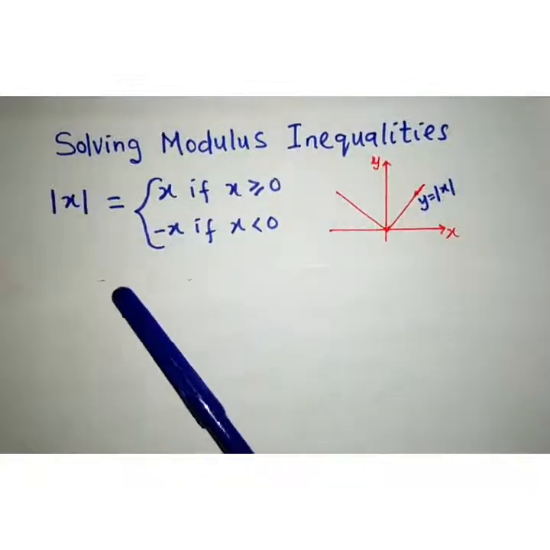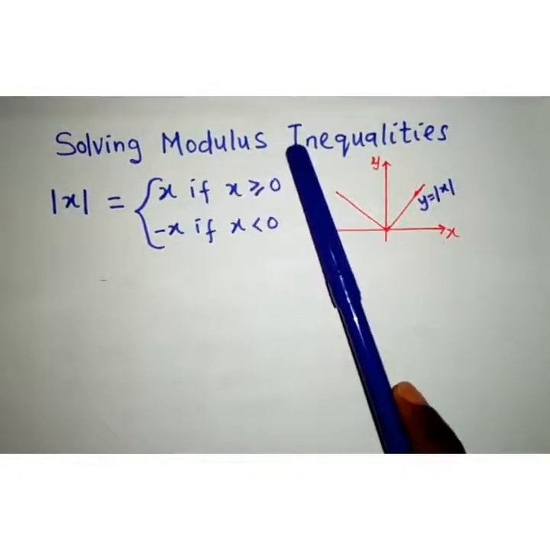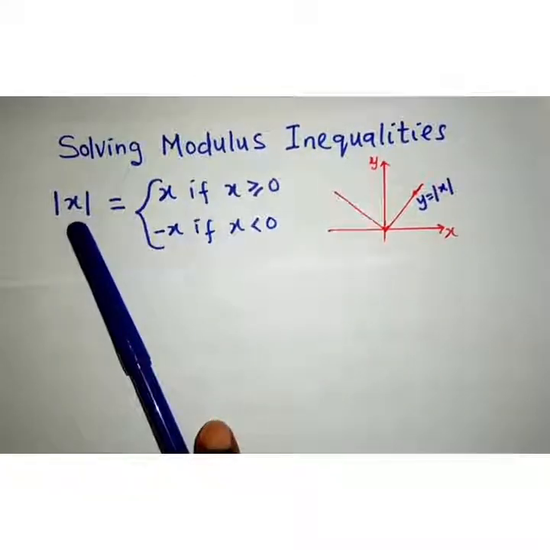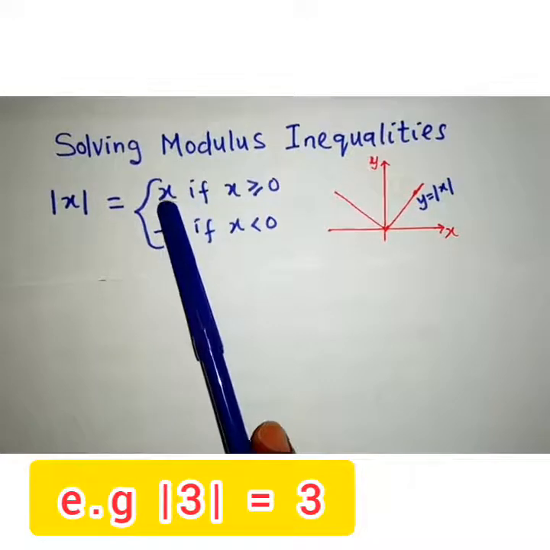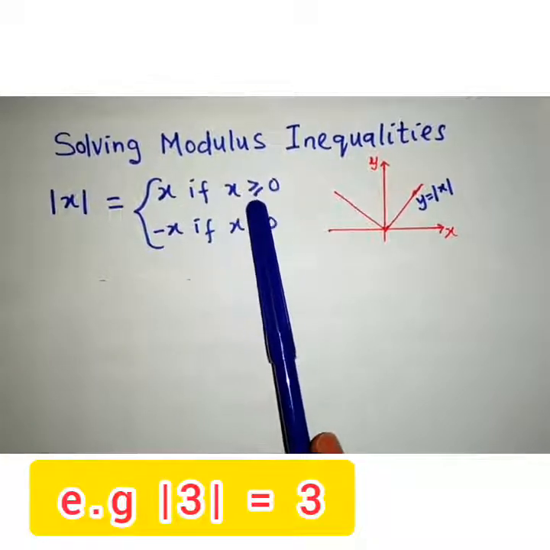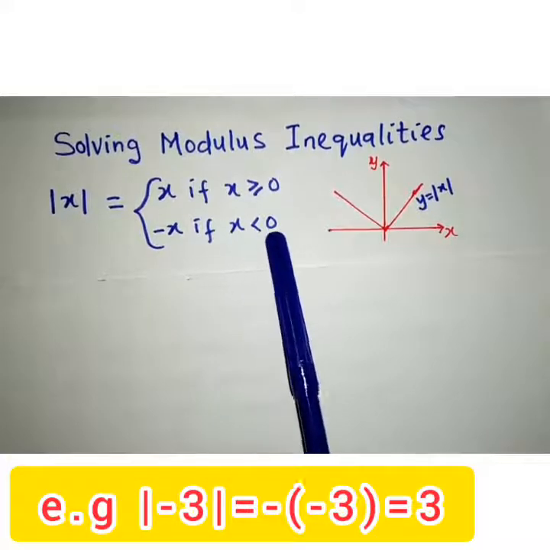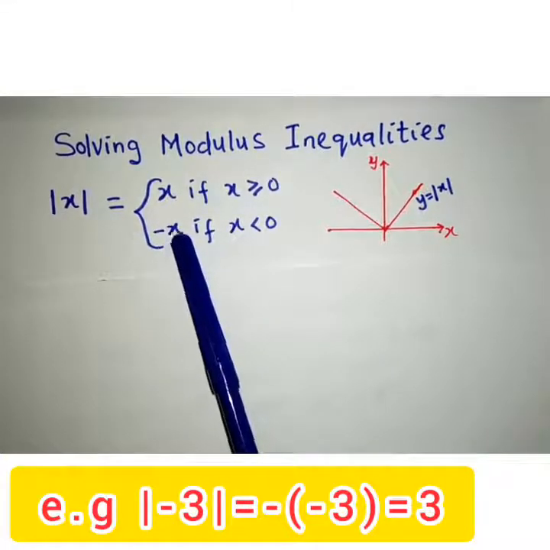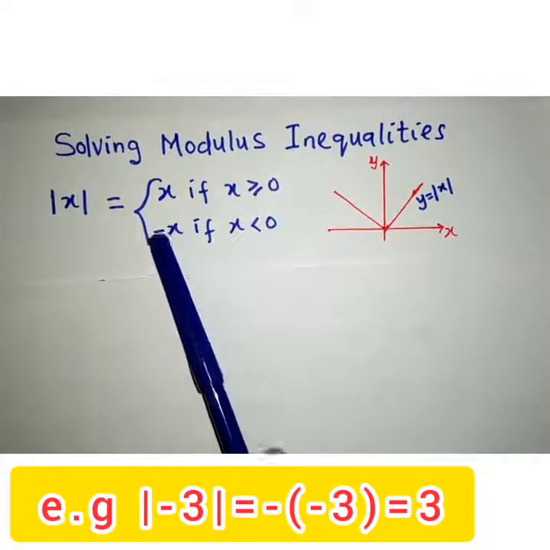In this video, we show how to solve inequalities involving the modulus or the absolute value function. The modulus function is denoted by this and is defined as x if x is greater than or equal to 0 and minus x if x is negative. That is, if x is a negative number, we have a positive value here.